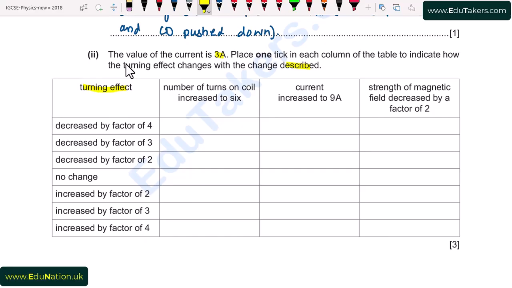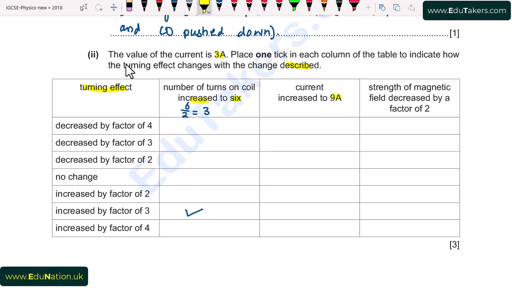So first of all, the number of turns on the coil is increased by 6. Originally there are 2 turns and now it is increased by 6. So I divide 6 by 2. So there will be 3 times the number of turns. It means that the number of turns increased by 3 times, so the turning effect is also increased by a factor of 3. So I will tick here that the turning effect is increased by a factor of 3.